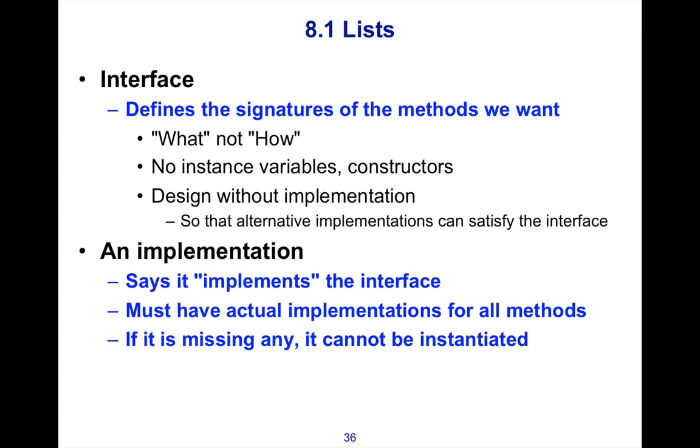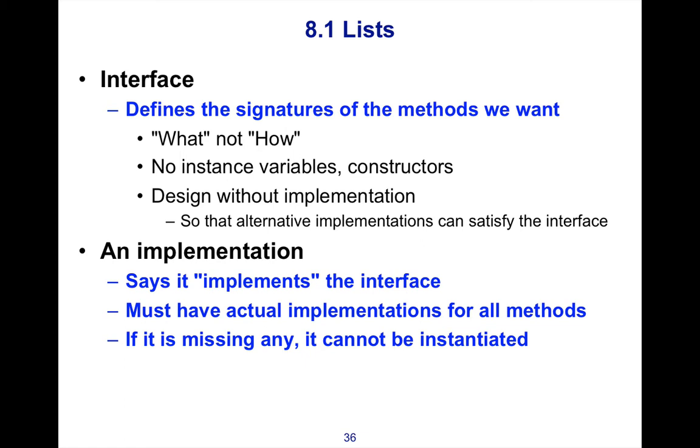Now, why do we do this? We do it so someone else can come along and offer alternative implementations that could satisfy the interface. Why do we need more than one implementation? Often these offer trade-offs in terms of efficiency, and some implementations will be good in some cases and others for other cases. An implementation that comes along and implements the interface actually says in its public class statement that it implements the interface. It has to have all the actual methods for the methods in the interface to be instantiable, and if any are missing, we can't really use the object.